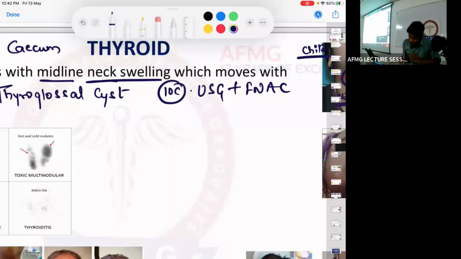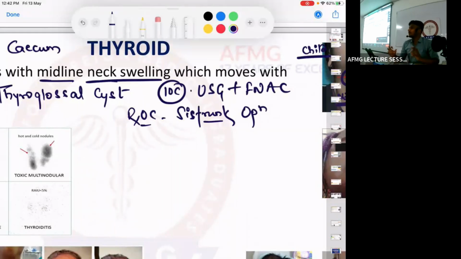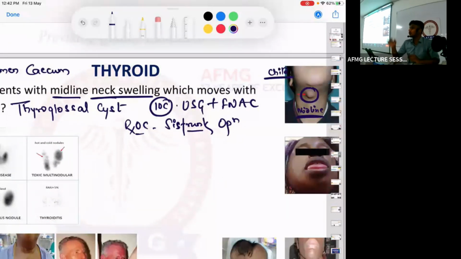Very good. And the treatment of choice for thyroglossal cyst is a surgery known as Sistrunk operation or Sistrunk surgery. When we remove the thyroglossal cyst, we will remove the patent thyroglossal tract and the foramen cecum. Okay, so all of this would be removed. That is the Sistrunk surgery.